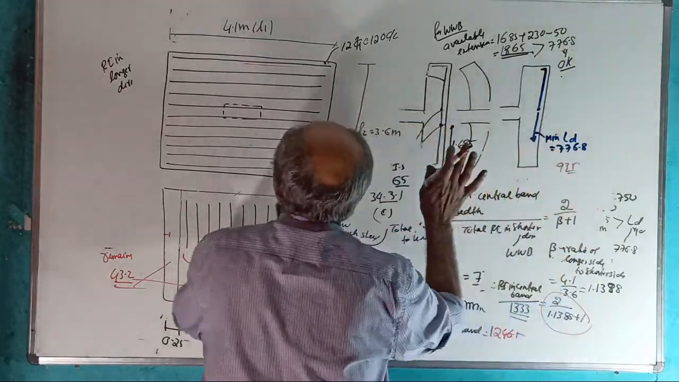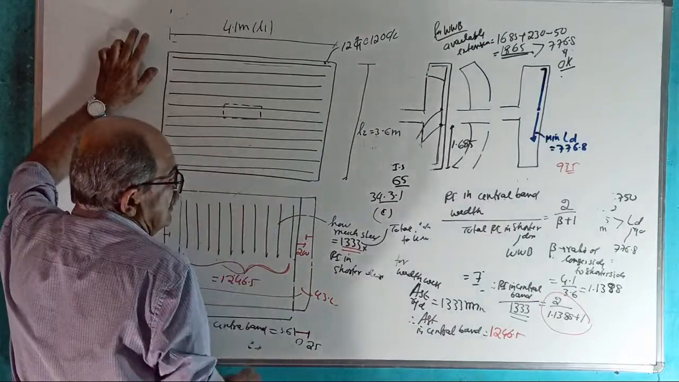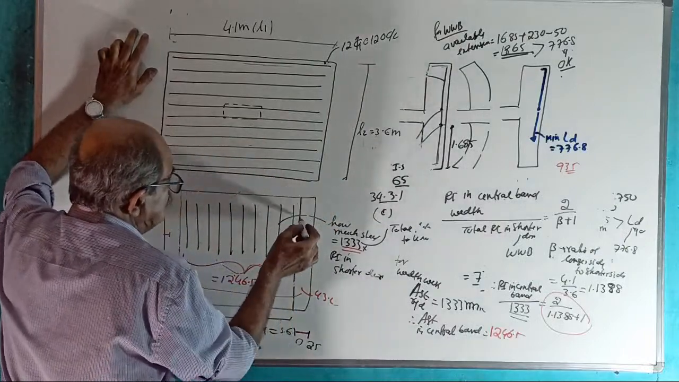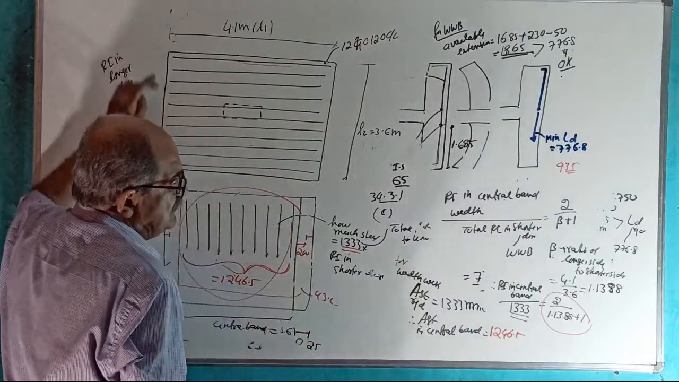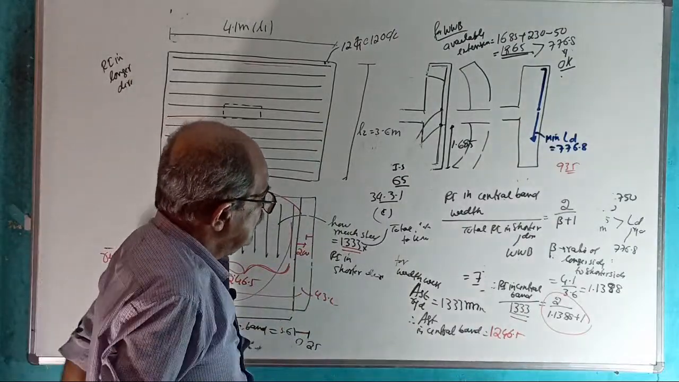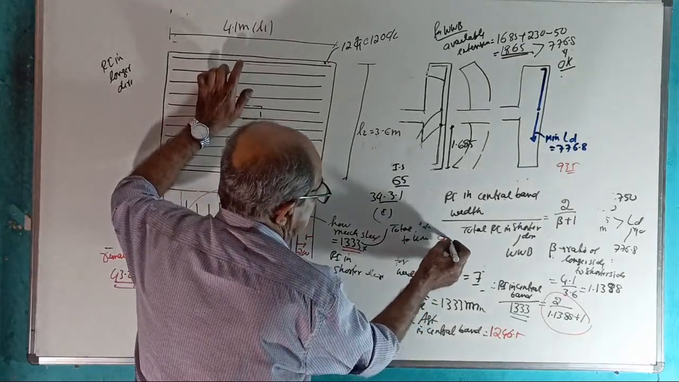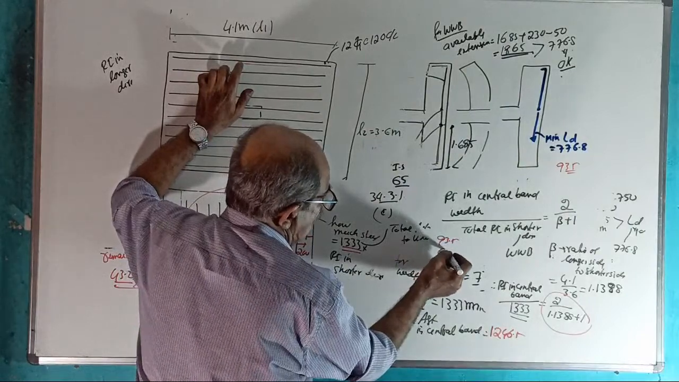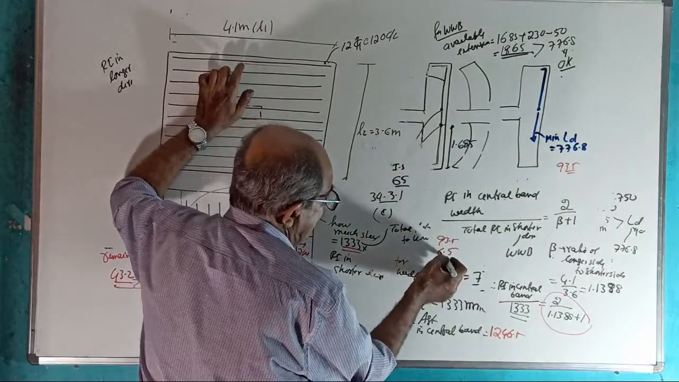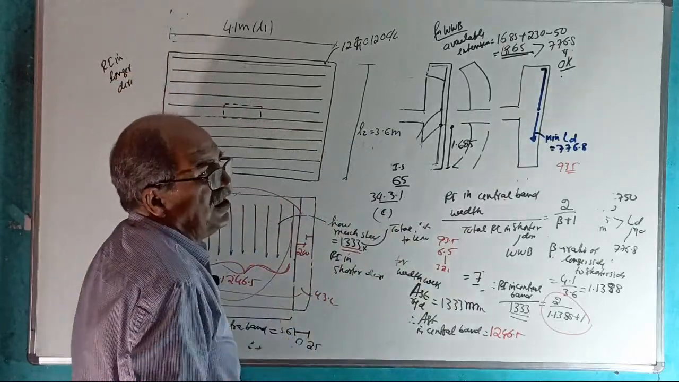That is 93.5%. They are telling that whatever steel you require here, 93.5% steel should be here, and remaining how much? 93.5% means remaining 6.5%. That divided by 2 is 3.25% on either side that you have to change.